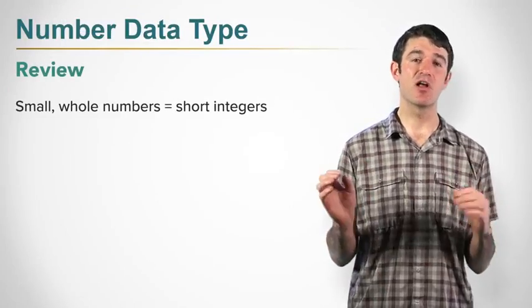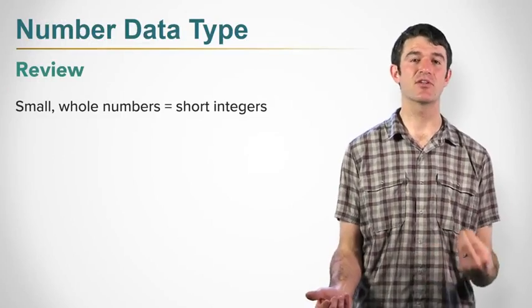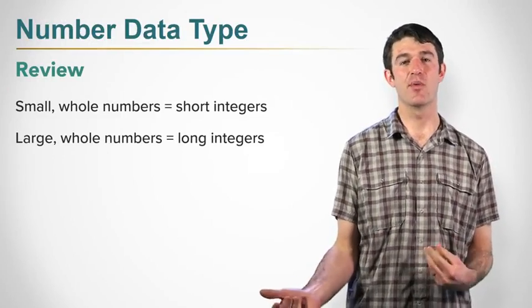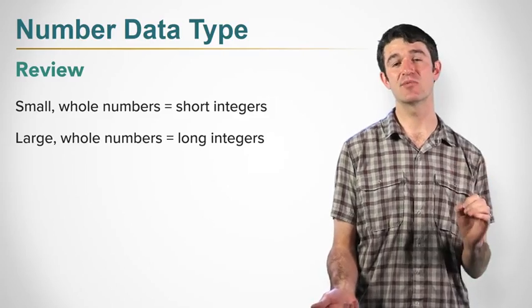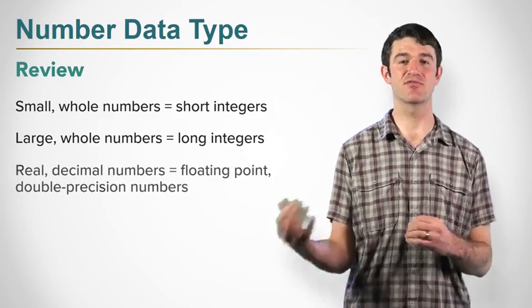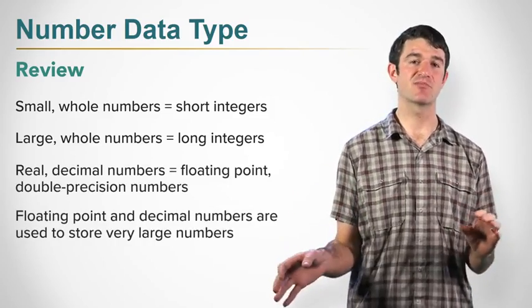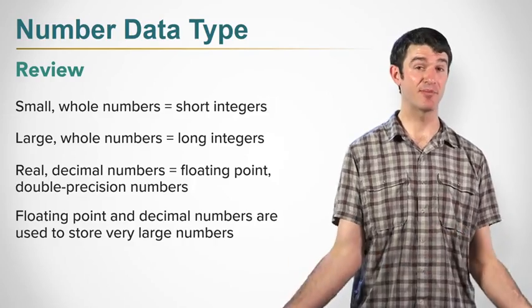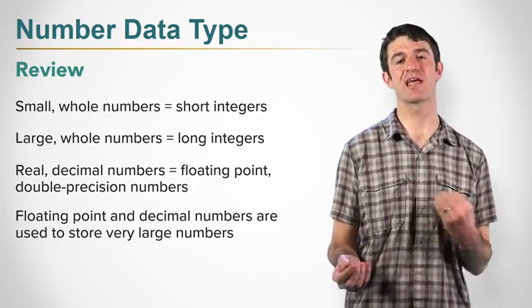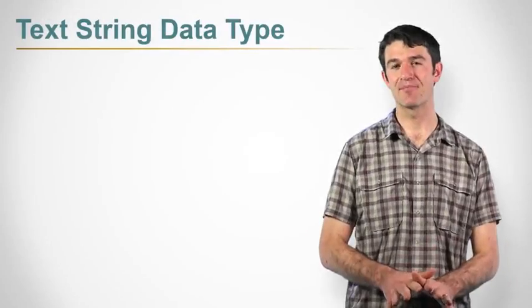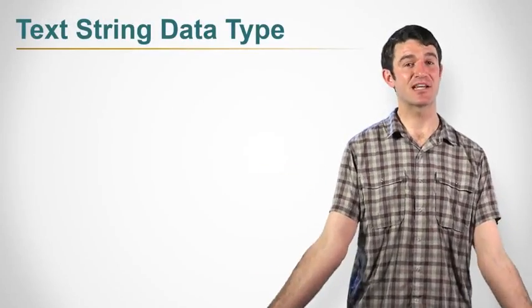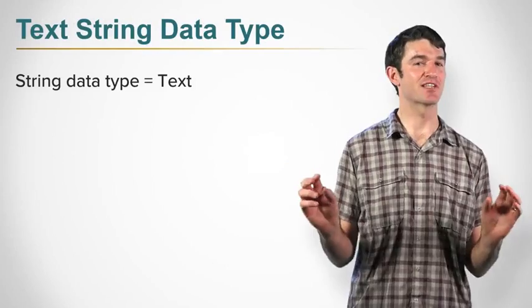Let's do just a really quick review. We can represent small whole numbers as short integers and large whole numbers as long integers. We can also represent real or decimal numbers as fractional values as floating point or double precision numbers. Whether or not we need the decimal values, if we need to store incredibly large numbers, we can use floating point and double values. Okay, but what if we need to store some text? We use strings for that.